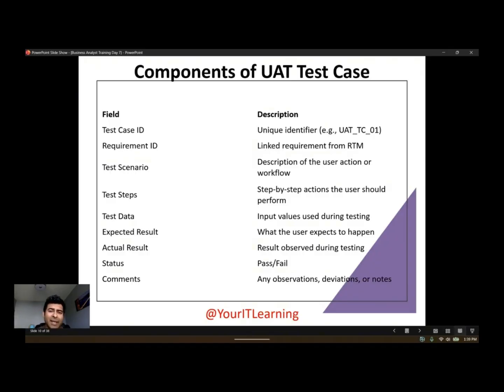So again, it can be in a table. The fields can be test case ID. This is basically a unique identifier like UAT underscore TC underscore 01. Then we have requirement ID. It is basically the linked requirement in the RTM. Then we have the test scenario, a description of the user action or workflow. Then test steps, which basically define the step-by-step actions that the user should perform while testing.